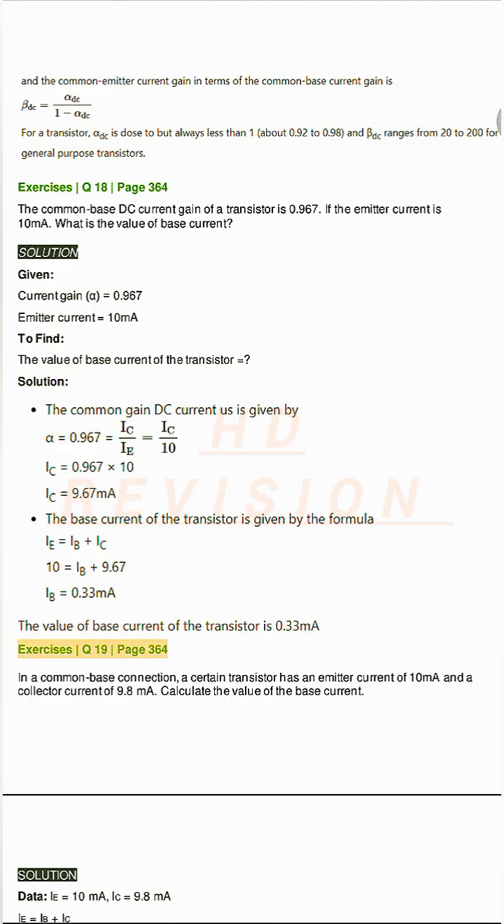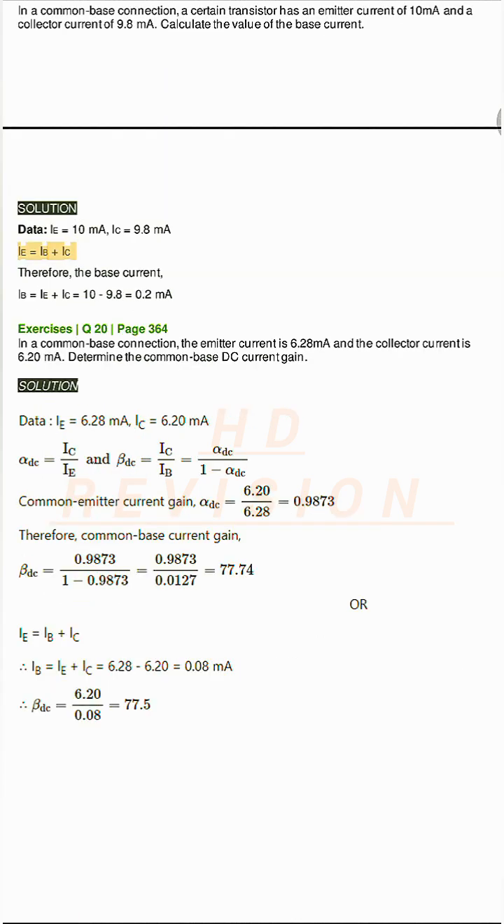Exercises Q19, page 364. In a common base connection, a certain transistor has an emitter current of 10 mA and a collector current of 9.8 mA. Calculate the value of the base current. Solution: data: IE equals 10 mA, IC equals 9.8 mA. IE equals IB plus IC. Therefore, the base current IB equals IE minus IC equals 10 minus 9.8 equals 0.2 mA.